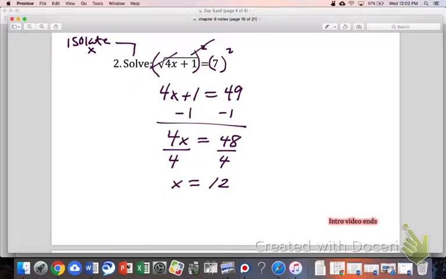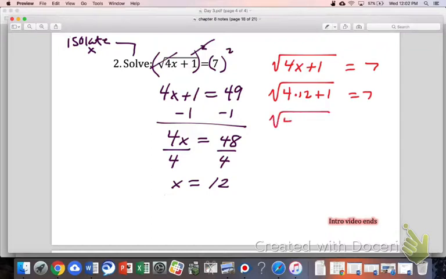Okay, so like before, we need to check this to make sure that we've done everything correctly and that that's not an extraneous solution. So I'm going to go back to my original equation, which is square root of 4x plus 1 equals 7, and I will plug in the 12 for the x. So this will be square root of 4 times 12 plus 1 equals 7.